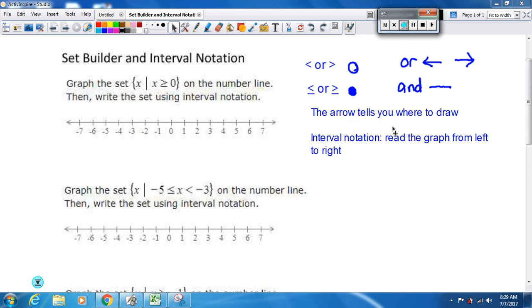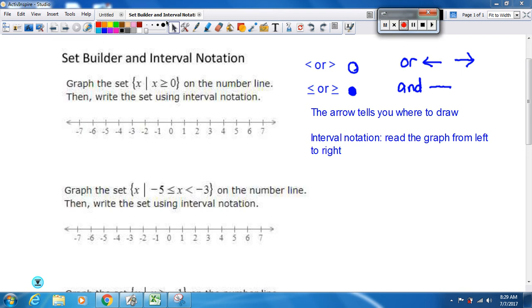Set builder and interval notation use inequalities when you're graphing the inequalities. If the inequality is not underlined, you use an open circle. If it is underlined, you use a closed circle. The word or, if they ever use the word or, the arrows are split apart. The word and, they are together.